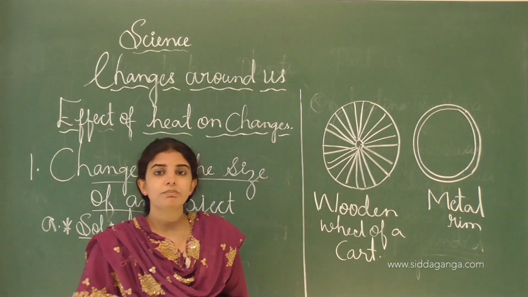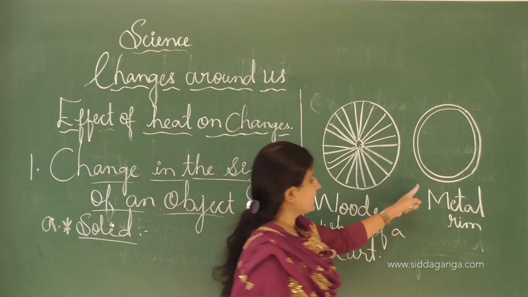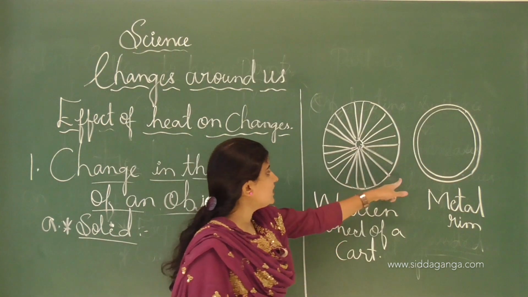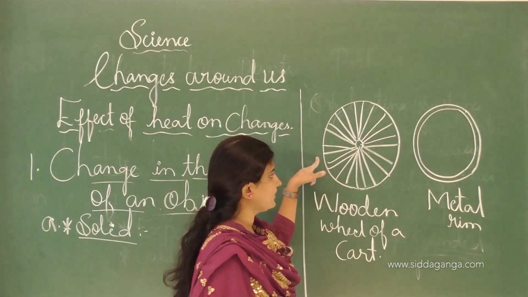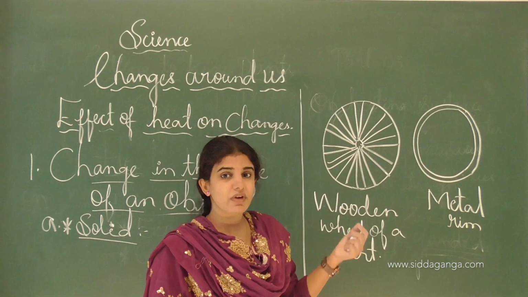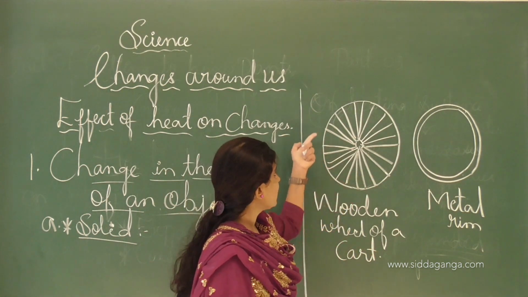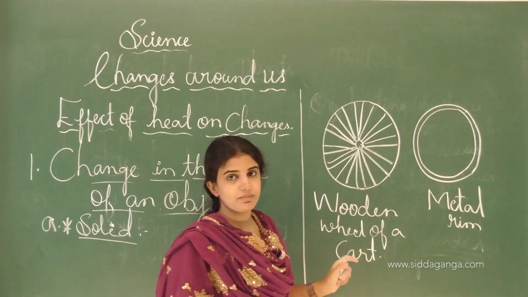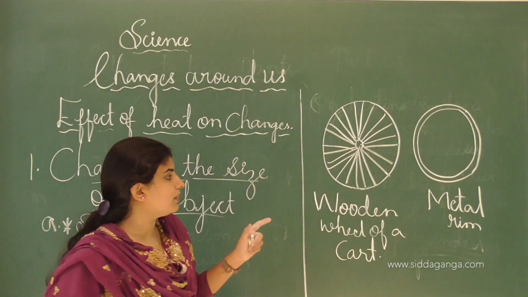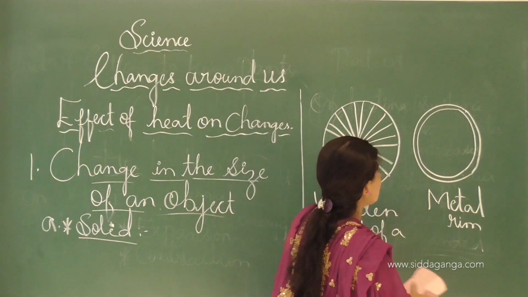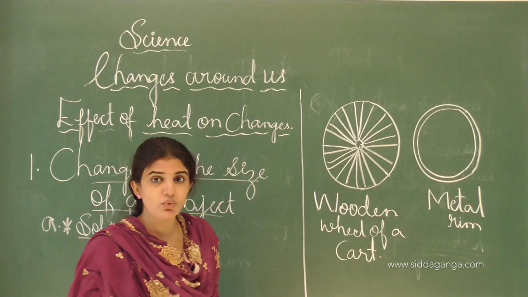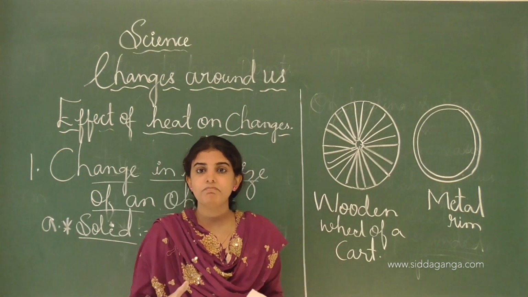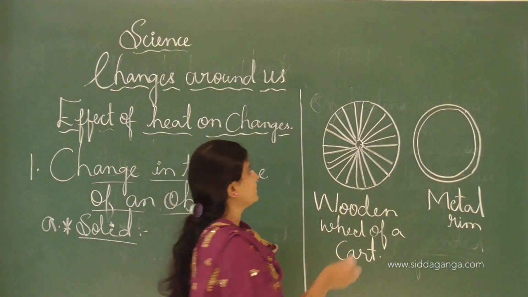So, that is why people first heat the metal rim and it expands, so that the wooden wheel can easily be immersed into the metal rim. Afterwards, when the metal rim cools, it comes back to the original size, so that the wooden wheel will be completely fixed into the metal rim.